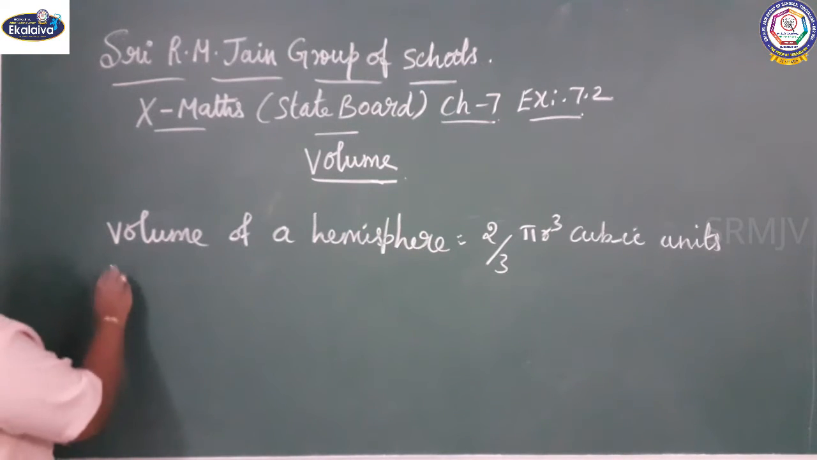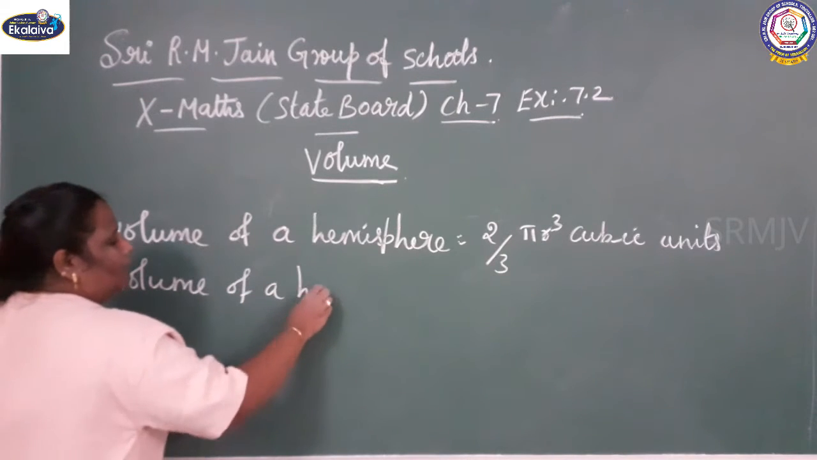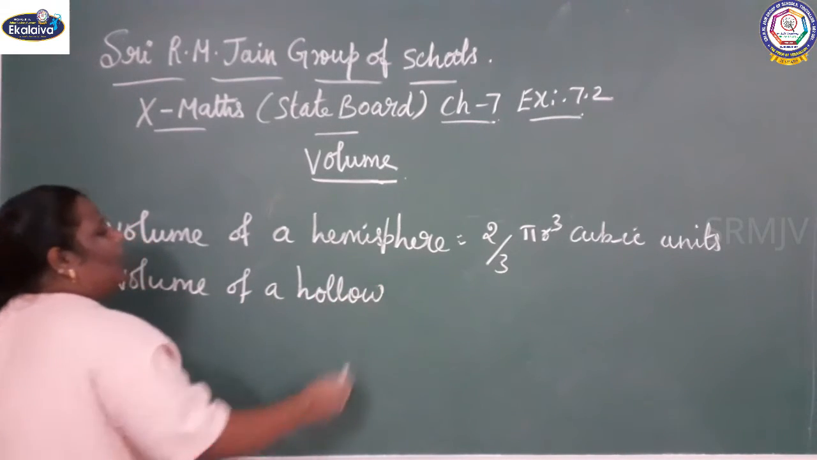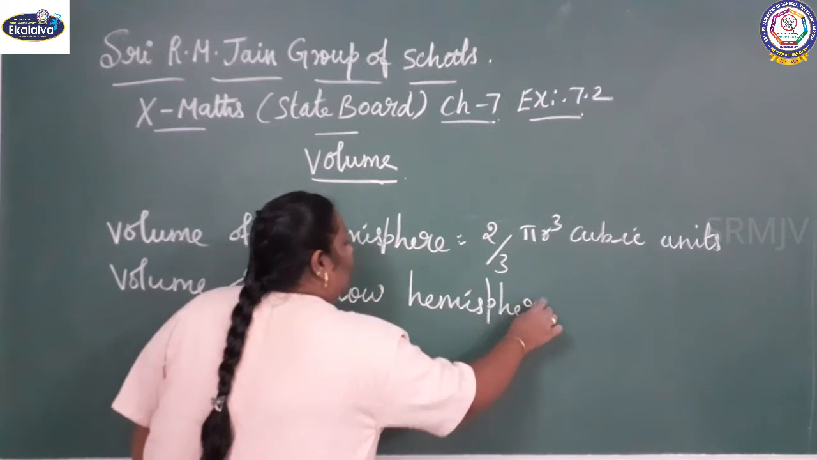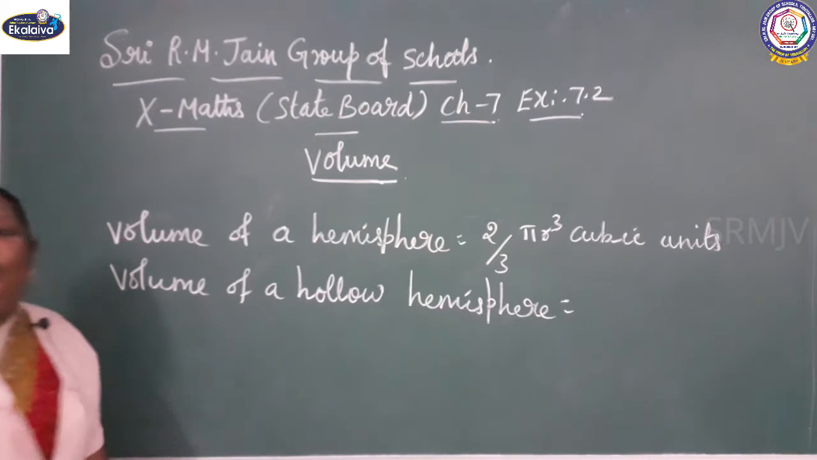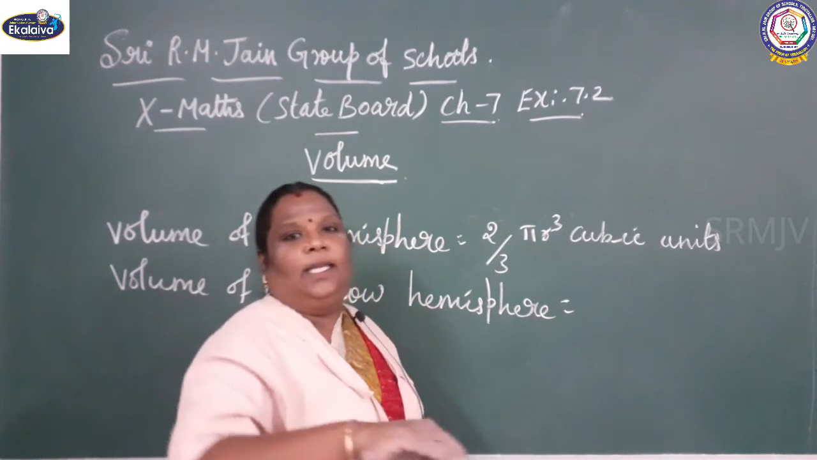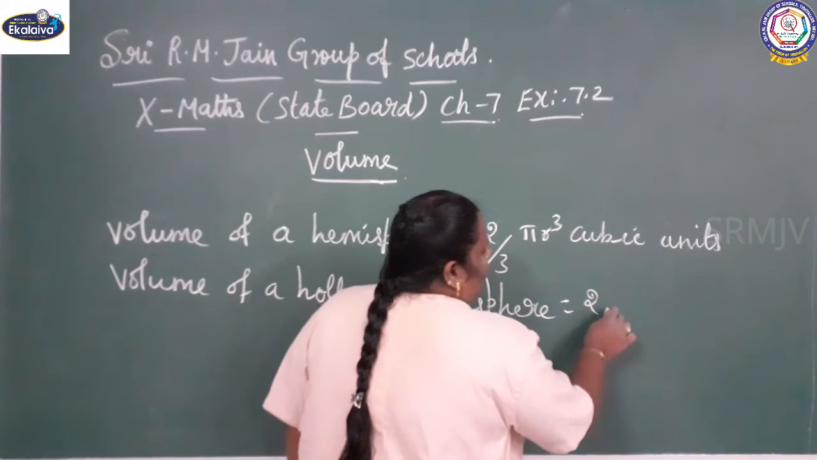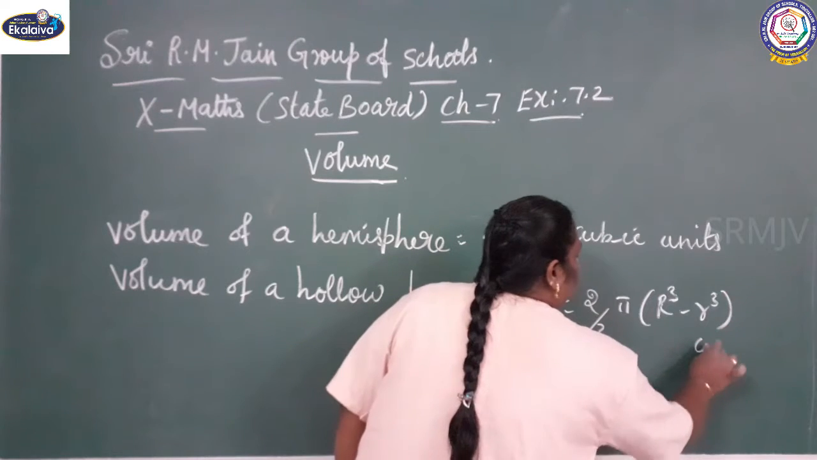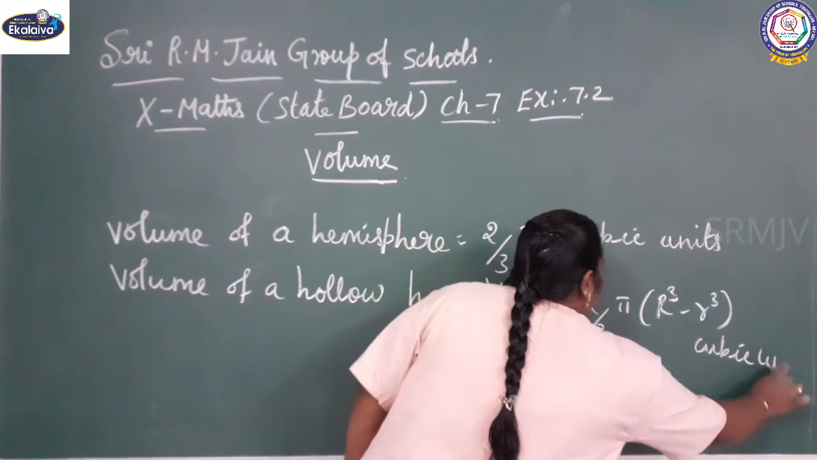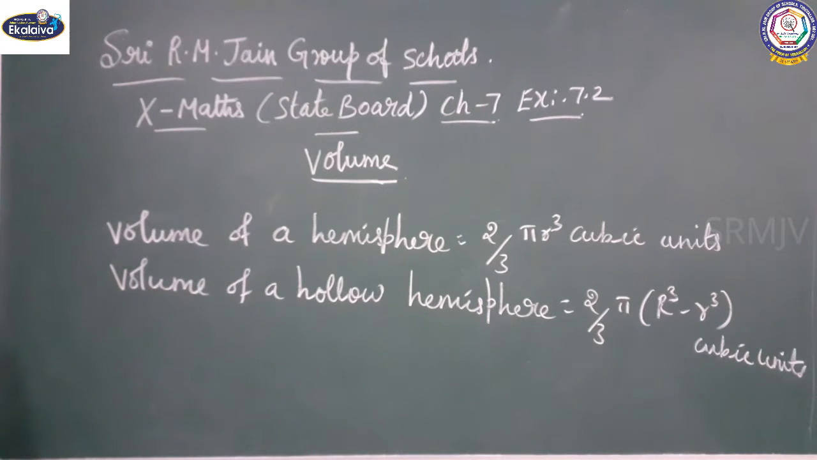Volume of a hollow hemisphere equal to 2 by 3 pi, capital R, that is external radius, minus internal radius. 2 by 3 pi capital R cube minus small r cube cubic units.